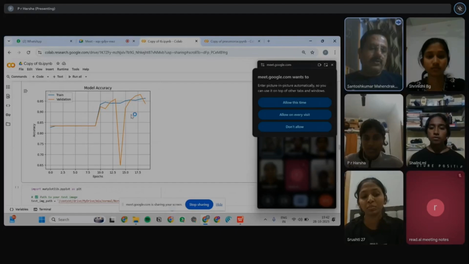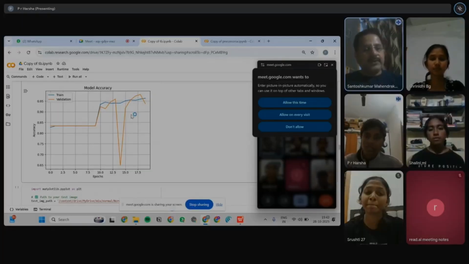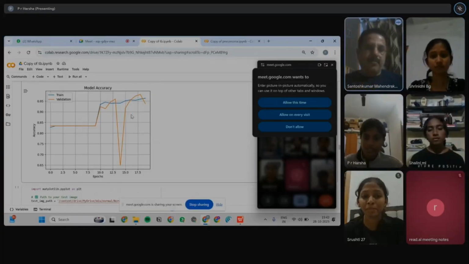When you increase the epochs, from 0 to 10 the accuracy has to increase gradually, and after 10 it has to maintain consistency for at least 20 epochs. But suddenly after 12 epochs your validation graph is coming down. Maybe the data was not properly given for training, or some outlier data was given as testing data. That may be the case.